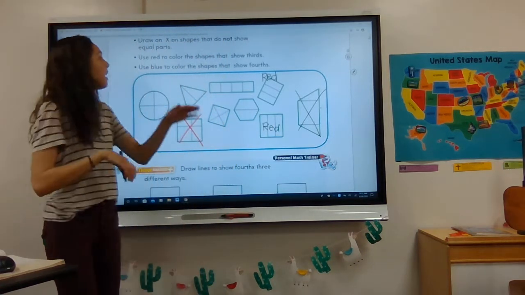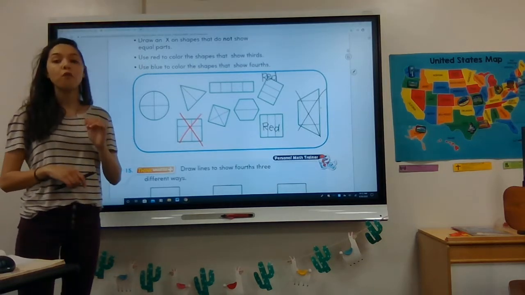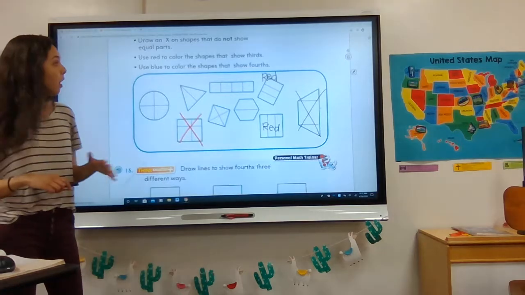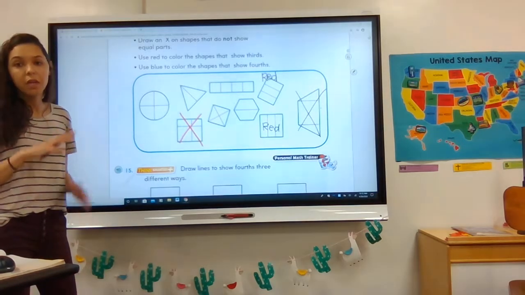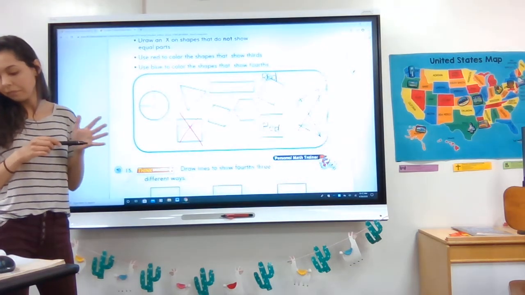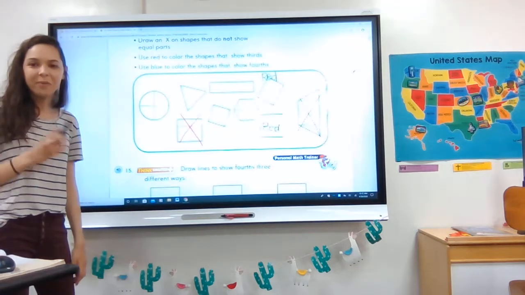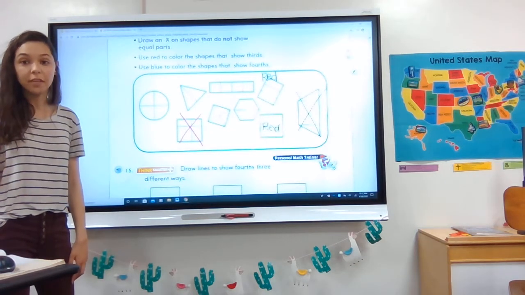Okay, now you're gonna do the next part. Use blue to color the shapes that show fourths, okay? So pause the video, go use your blue color, and go ahead and color the shapes that show fourths. Come on back. All right, I don't think the blue is gonna work, so I'll just write blue over the shapes that you should have colored blue.